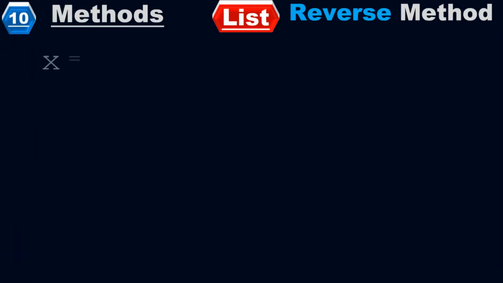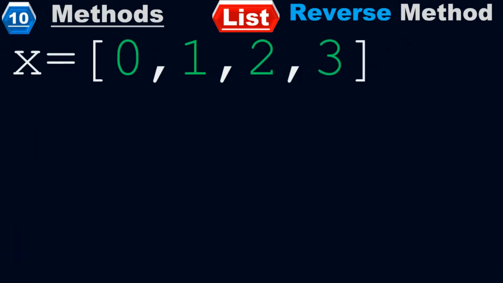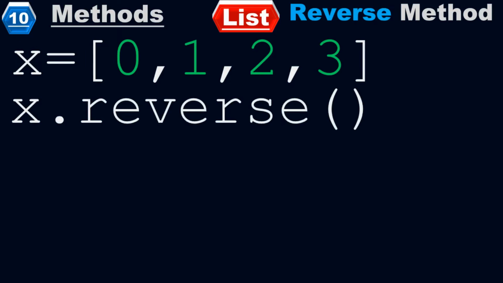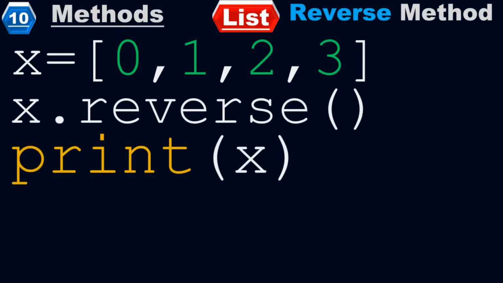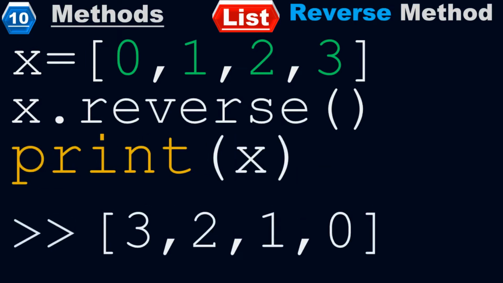Example number 10. x equals 0, 1, 2, 3. x dot reverse function. Take the print of x. You will get 3, 2, 1, 0. Look at here, I give the name x to this list. Then I use the reverse function here, x dot reverse. You just write x dot reverse and the two parentheses.